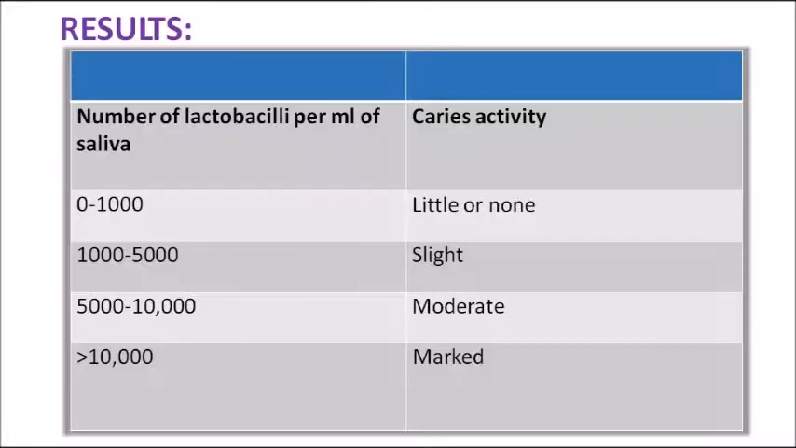Simple test. This box is very important, so the results are very important. This is asked as an MCQ. If the colonies are between 0 to 1000, caries activity is little or none. If it is 1000 to 5000, it is slight. 5000 to 10,000, it is moderate. And if there are more than 10,000 colonies, the caries activity is marked. So that is about the lactobacillus colony count test.